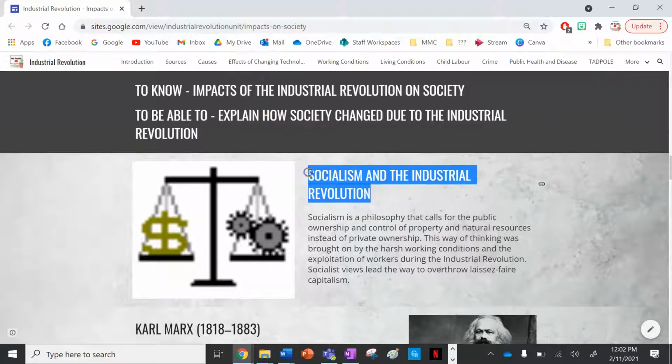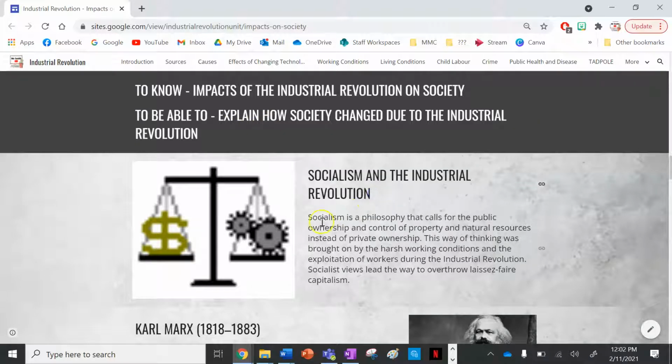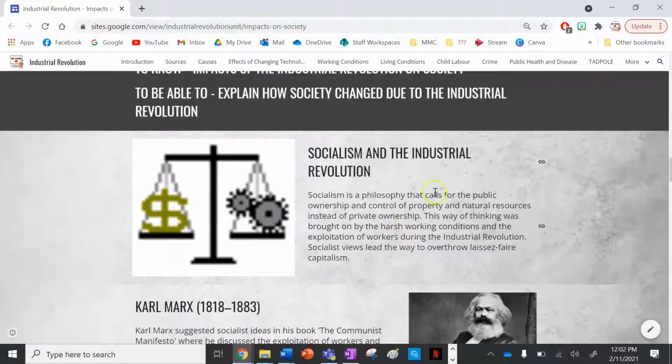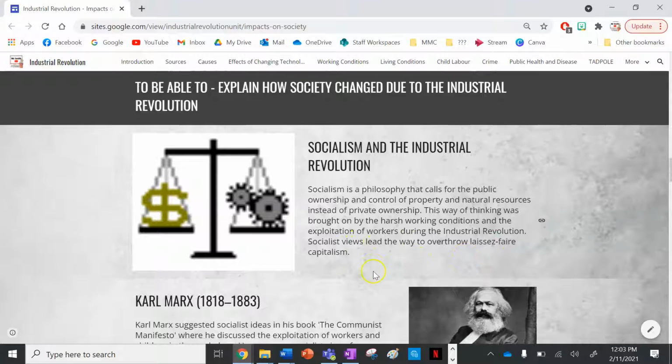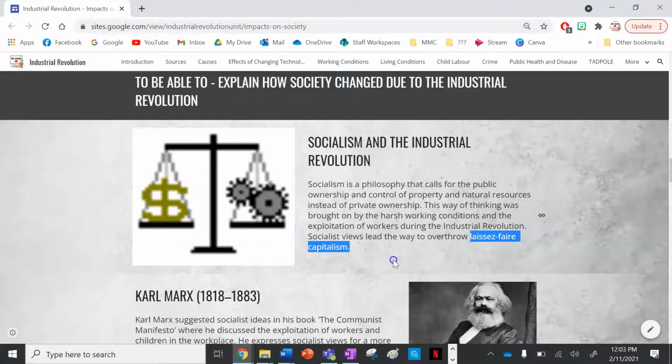So just a bit of a background of socialism and the Industrial Revolution. Socialism is a philosophy that calls for the public ownership and control of property and natural resources instead of private ownership. So rather, everything is owned by everyone rather than everything owned by private individual people. This way of thinking was brought about by the harsh working conditions and the exploitation of workers during the Industrial Revolution. Socialist views led the way to overthrow laissez-faire capitalism, which ran rampant during the Industrial Revolution.